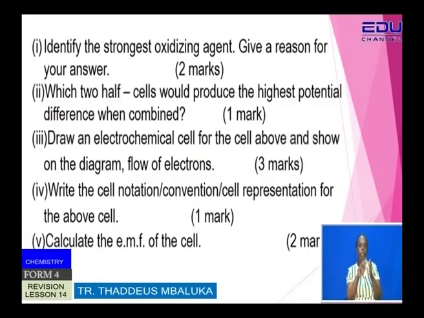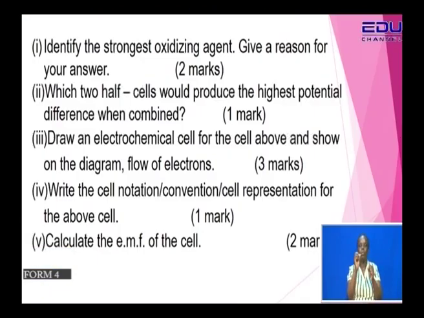The first question is: identify the strongest oxidizing agent, and give a reason for your answer. You're also supposed to identify two half cells that produce the highest potential when combined. Draw an electrochemical cell for the cell above and show on the diagram the flow of electrons. Write the cell notation, or rather convention, or what you call cell representation, for the above cell. Calculate the electromotive force of the cell.